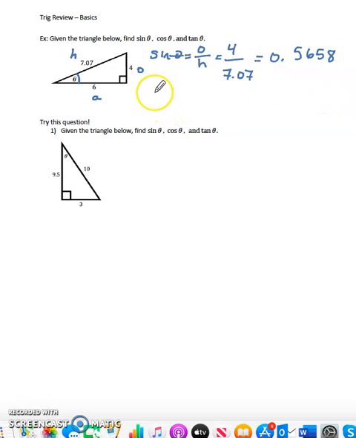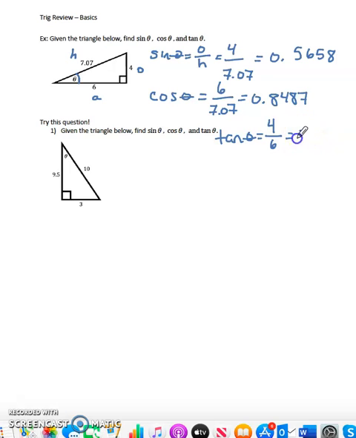We can find cosine of theta as well. Remember, cosine is adjacent over hypotenuse. So here's our adjacent side, which is 6. Our hypotenuse, 7.07. Again, we typically don't write fractions with decimals. So if we change this into a decimal, we'll get 0.8487. And finally, let's find tangent. Tangent of theta is opposite over adjacent, or 4 over 6. And if we wrote this as a decimal, it'd be 0.6667.